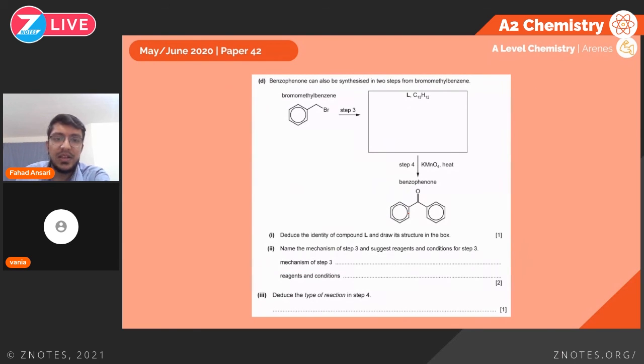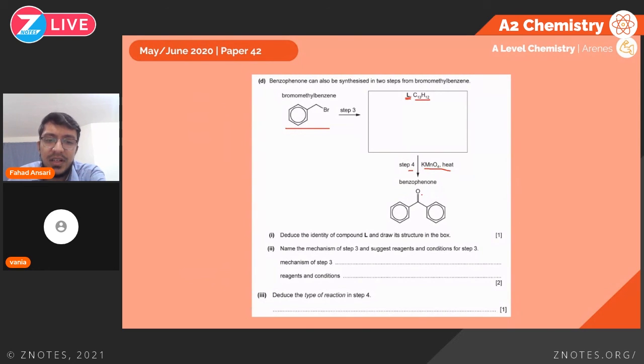Right, now over here we have a little complex question. It says benzophenone can be synthesized in two steps from bromomethylbenzene. So this is bromomethylbenzene, right? Now, this is going to give us an intermediate compound L with the formula C13H12. And that is going to react with KMnO4 and heat to give us benzophenone.